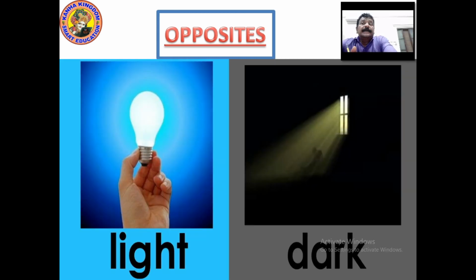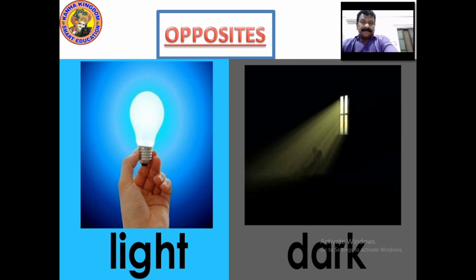Now see on the screens, opposites. Light. You can see a bulb is lit, L-I-T, L-I-G-H-T, light. He has lit a bulb. What does it give? It gives light. Now on the other side you can see dark. What is dark? The room is entirely black without light. When there is no light, opposite of light is dark. So you can see the entire room is dark. Light, dark. Opposite of light is dark, opposite of dark is light. Please write it down.